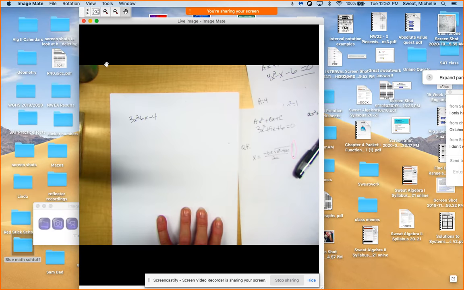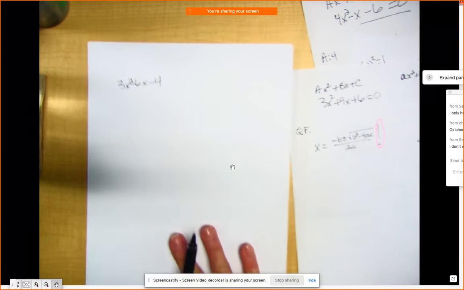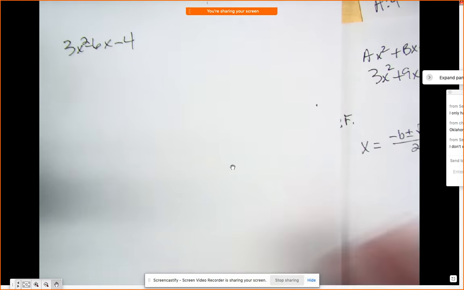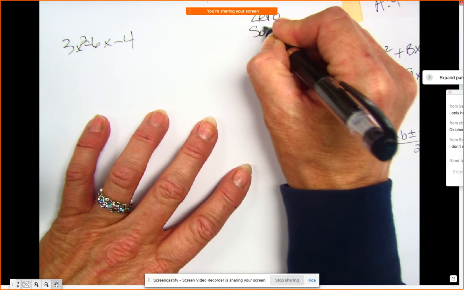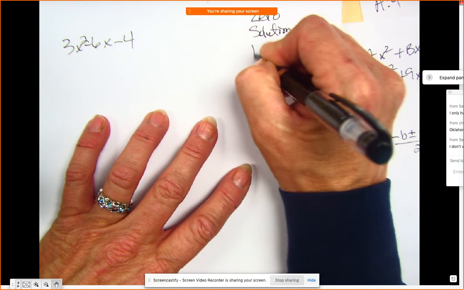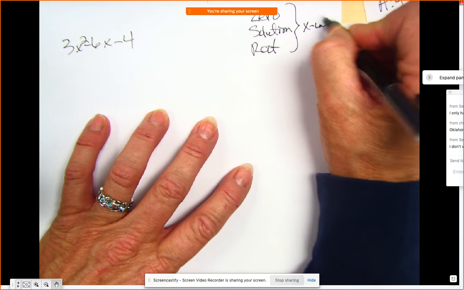All right, round 2. Ready and fight. Okay, I want to use the quadratic formula to find the two zeros. Remember, it could be called a zero, a solution. It could also be called a root. I refer to them all as x-intercepts.